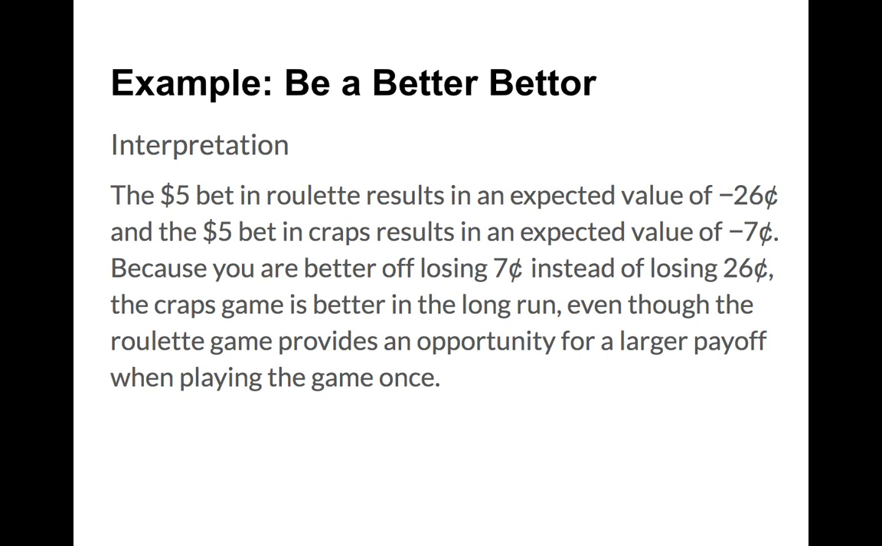Okay? So to be a better bettor, as the cheesy title states, we are looking for the least risk, so the most positive value, or the closest to a positive value in this case. And that would be the negative 7 cent craps bet. So betting the pass line at craps is a better bet in the long run if you are going to do this over and over and over again.